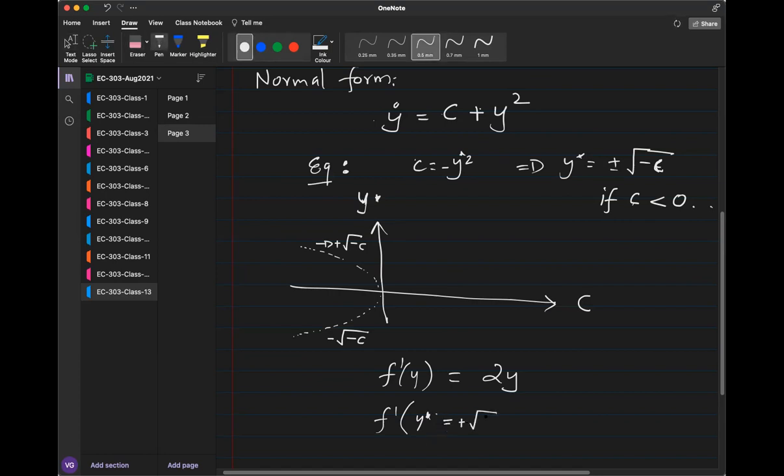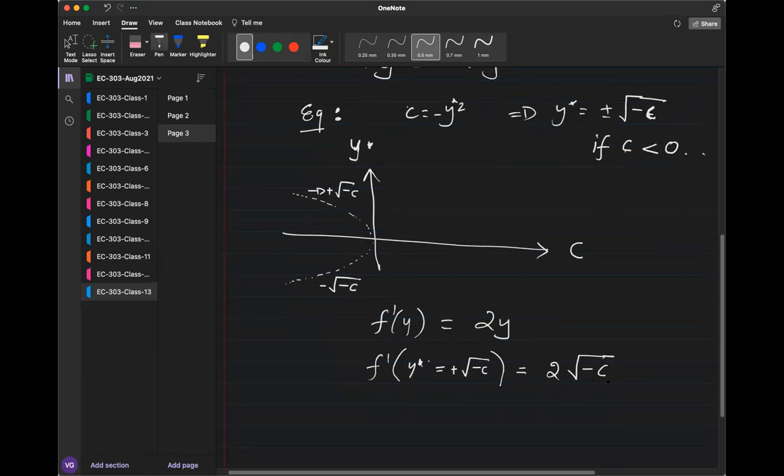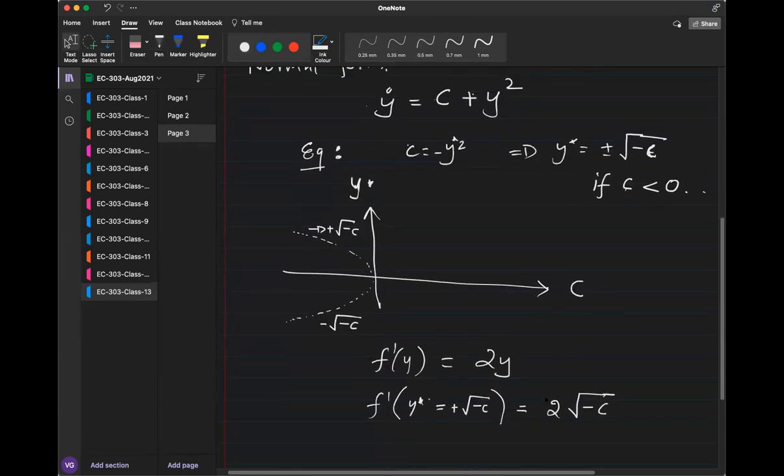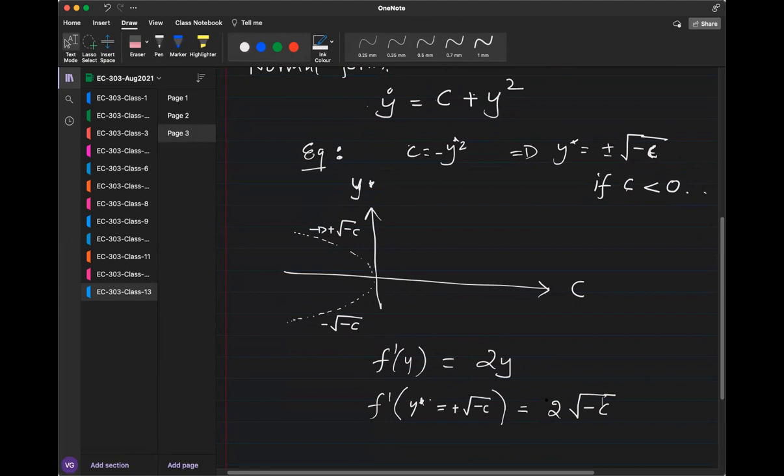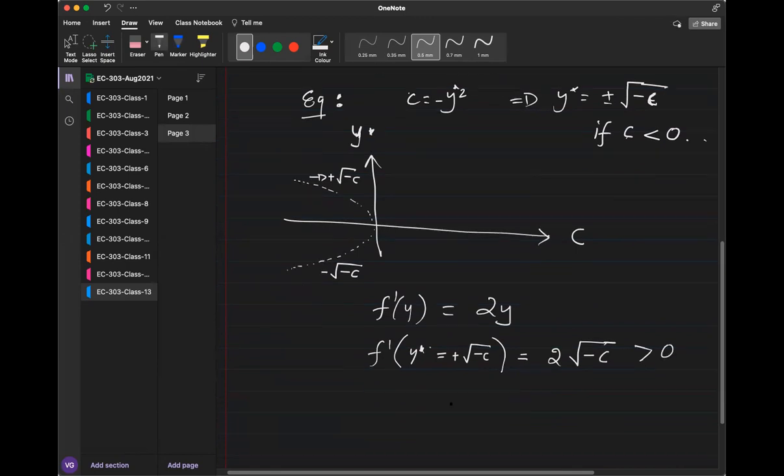If I look at f prime of y star, let's look at the top branch. This one, what is that? That's going to be 2 square root of minus c. And is this a positive number? That's right, it's a positive number. It still does not look exactly what I wanted, but I'm going to live with it. So this is greater than 0.